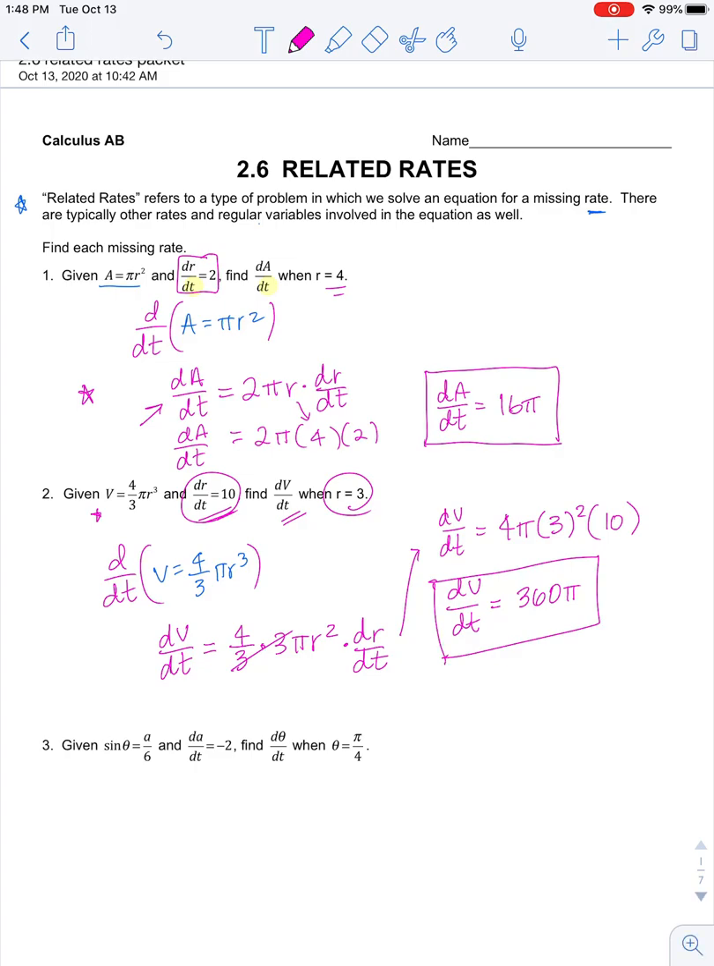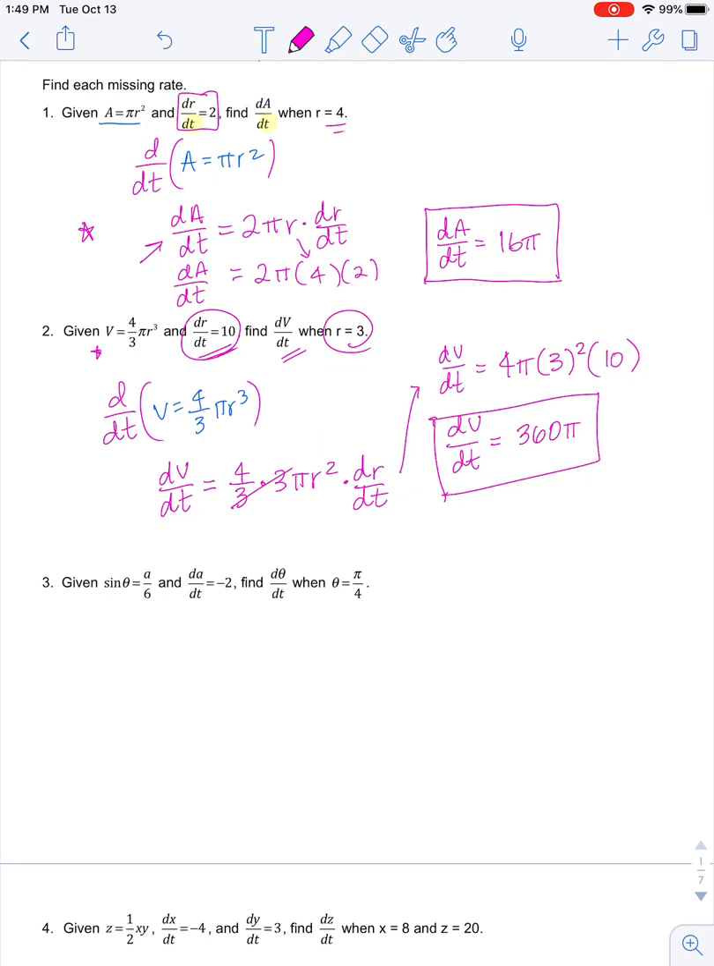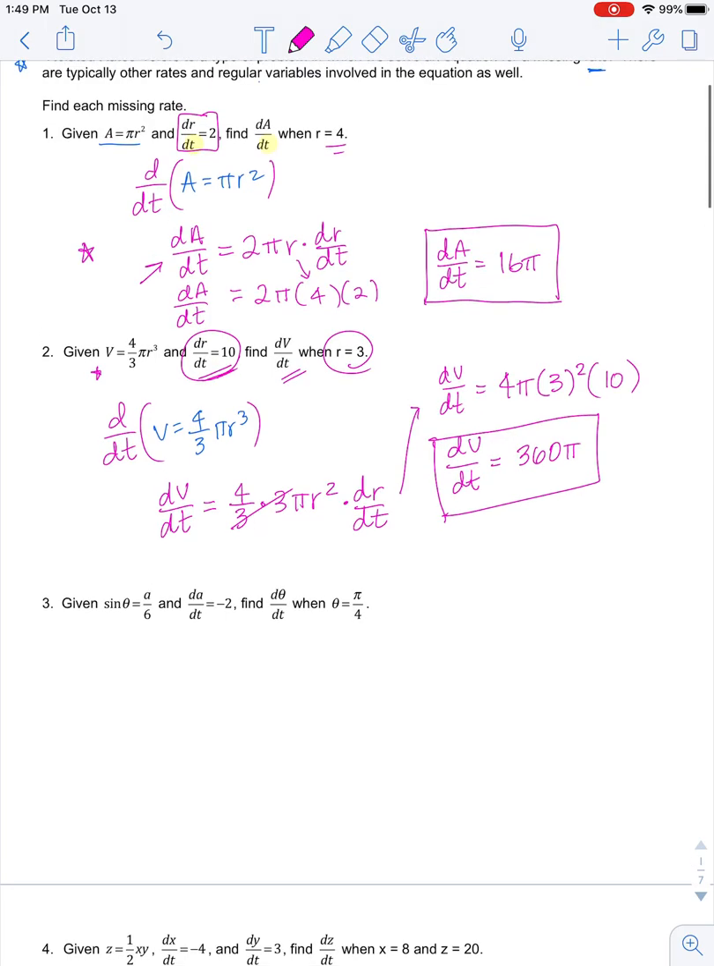That is our value for dv dt. Now, it doesn't have to be like an area or a volume like we saw in examples 1 and 2. Those are just familiar formulas, right? For example, we can take just sine theta is equal to a over 6, right? So a being like the opposite, and 6 must be the hypotenuse of this triangle. So let's do the same thing.